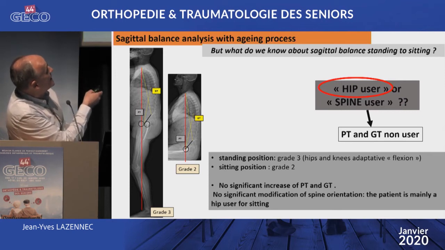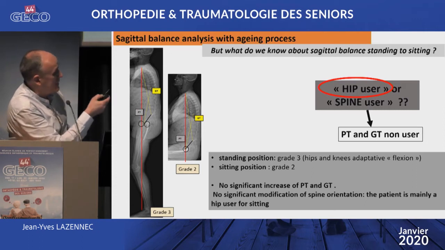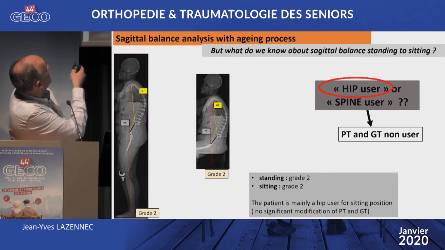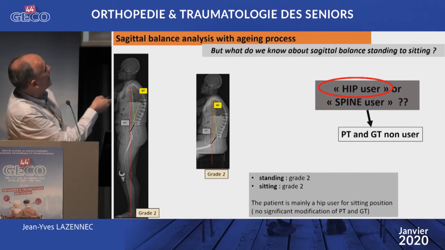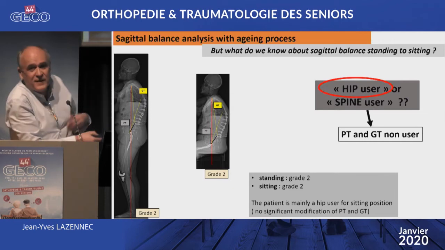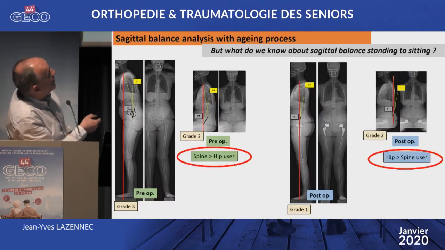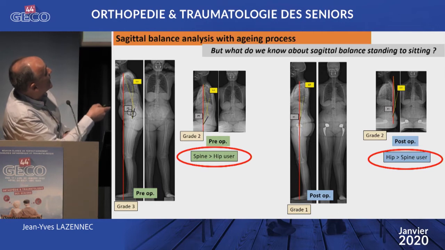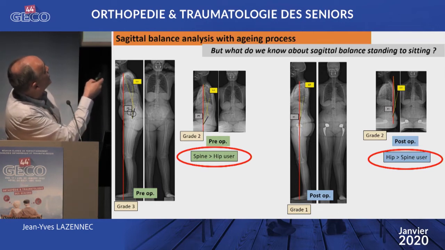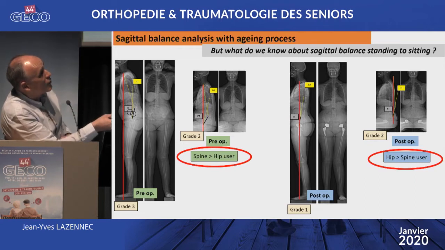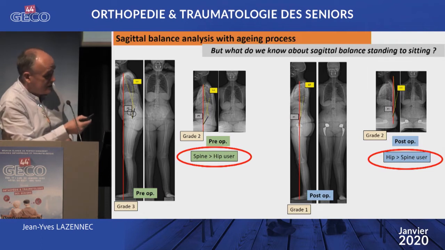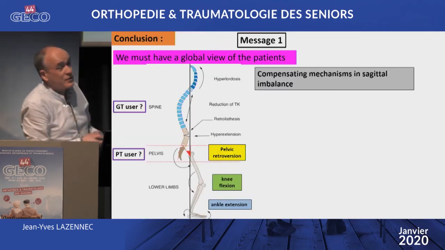Here, the spine is completely frozen, and he's mainly a hip user. This is the gravity line for this one, rather favorable, and you see that he doesn't use his spine when sitting down. Pre-op here, where the tilt will change a lot between the standing and sitting position, and after surgery, the upper part of the spine didn't change.